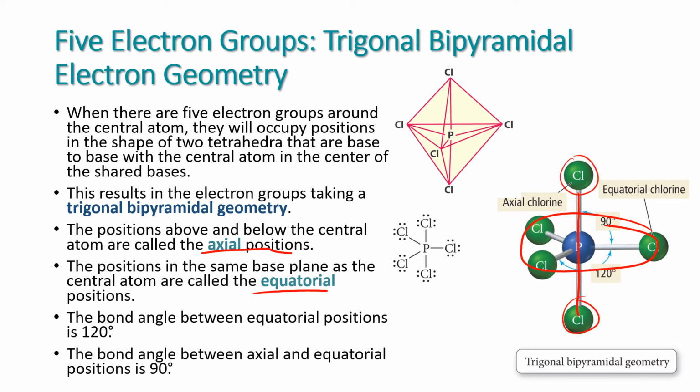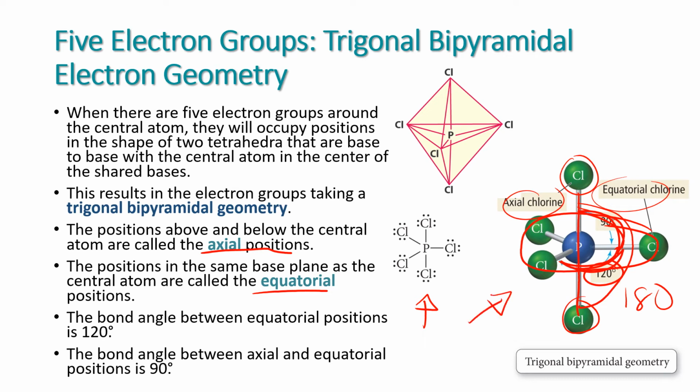So we have these 2 different types of positions, and we have different bond angles relative to these. Between the equatorial positions themselves, we have 120 degrees. Between the axial and the equatorial, we have 90 degrees. And then between axial and axial, we have 180. Here's an example. We have phosphorus pentachloride, and this is the ball and stick model.